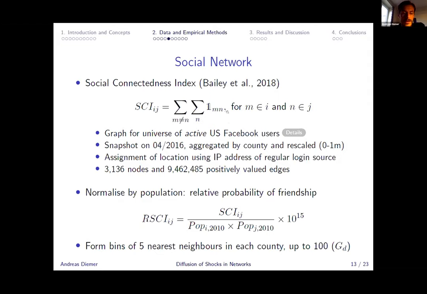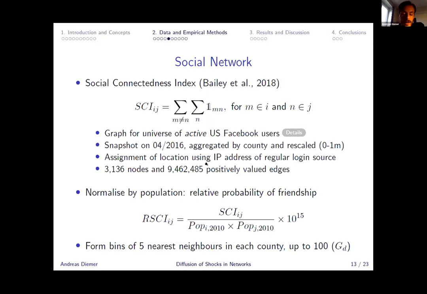And then on the social network side, as mentioned, I rely on data that I obtained from Facebook, which for every county gives me information about how many friends it shares with all other counties in the US. So I observe this matrix, which I normalize by the product of the two counties' populations to obtain a measure of relative probability of friendship. In essence, this measure tells me, given all the possible friendship connections that I could observe between two counties, how many I actually observe. And this controls for the fact that larger counties would otherwise mechanically have higher friendship links.